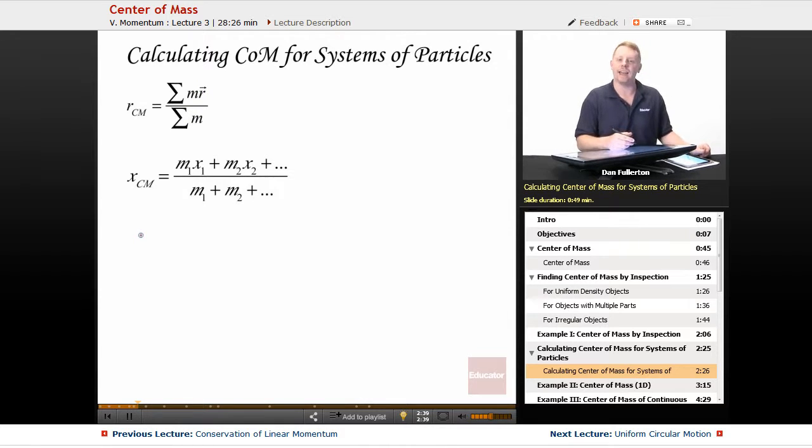Or if you wanted to look at coordinates, an x center of mass coordinate would be your first mass times its x position, plus your second mass times its x position, and so on, divided by the sum of the masses. And in similar fashion, if you wanted the center of mass for y, that would be m1y1 plus m2y2, and so on, divided by the total mass, or little m1 plus m2 plus m3, or total mass, typically written capital M.